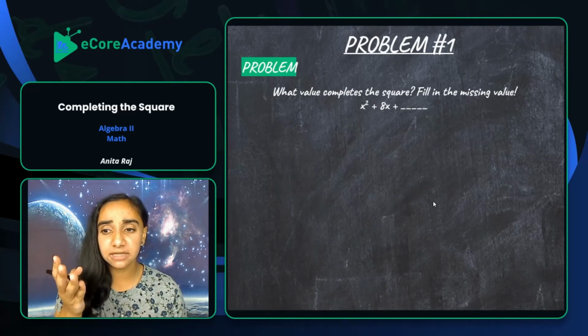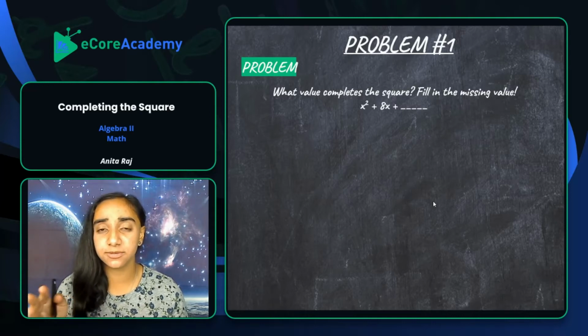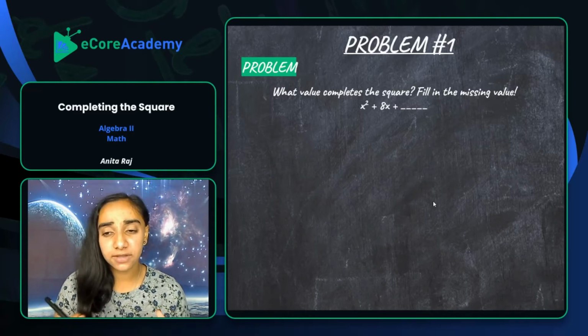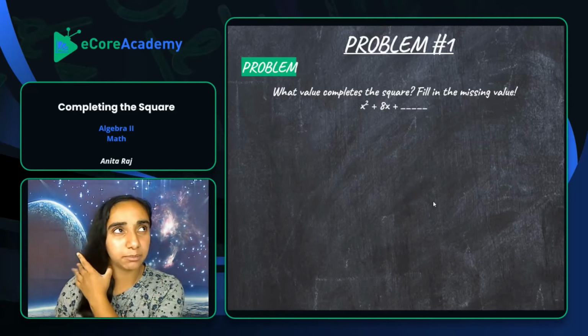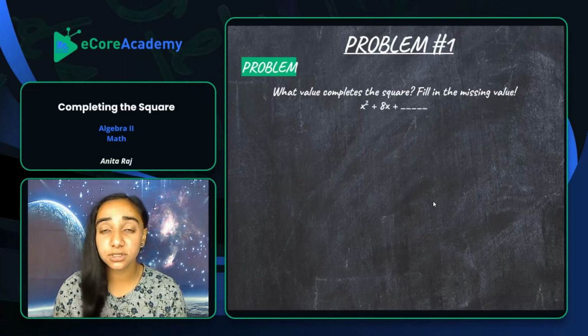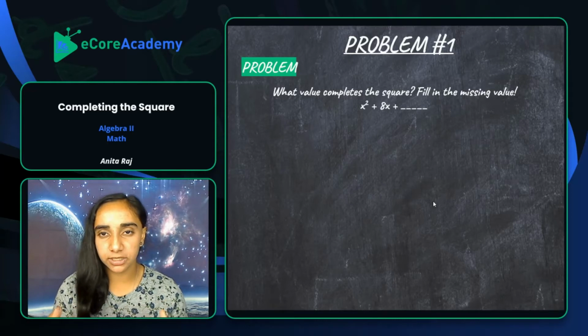As you can see, this isn't even an equation. This is an expression because we don't have any equal sign. We don't have x squared plus 8x plus some value equals 0. This is totally a simple problem. We're just getting used to that b over 2 squared. We're getting used to implementing this into forcing a perfect square trinomial so that we can solve.